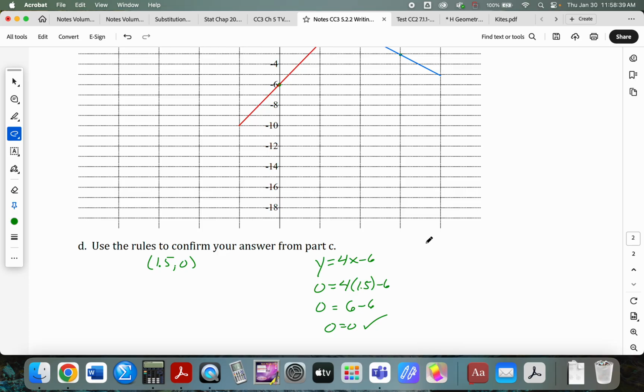Christian, please read me the other. Y equals negative 2x plus 3. Okay. So let's see. 0 for y, 1.5 for x. Negative 2 times 1.5 is negative 3. Plus 3. Both of those are 0. So we can check it that way. Okay? Any questions about that?